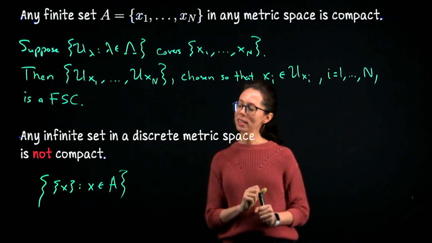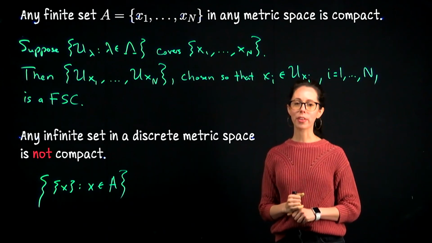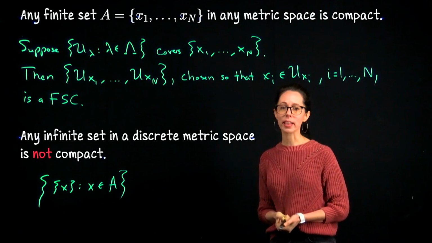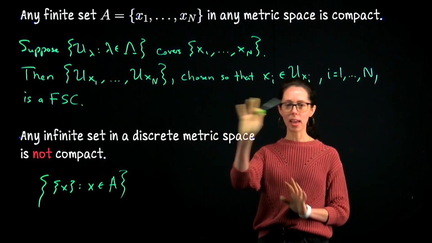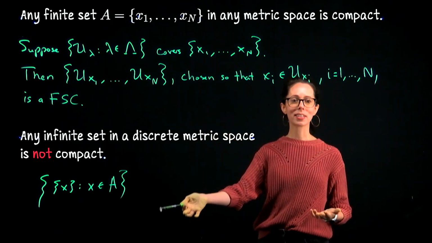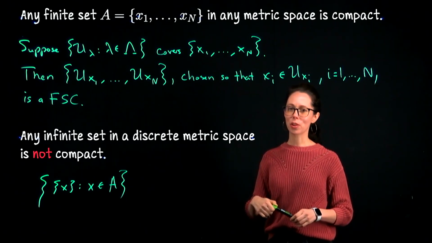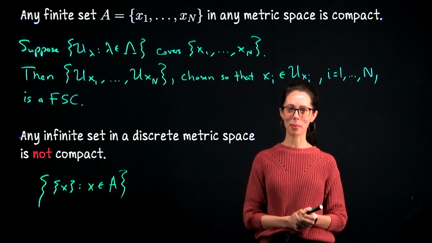I wanted to mention this. This means that you can immediately determine whether or not a set in a discrete metric space is compact or not. It just depends on its cardinality. If it's finite, it's immediately compact because any finite set in any metric space is compact. If it's infinite, it's not compact. So determining whether or not a set is compact in a discrete metric space is not very fun. Or it is very fun, depending on how easy you want the question to be.